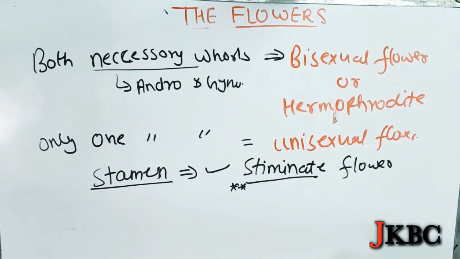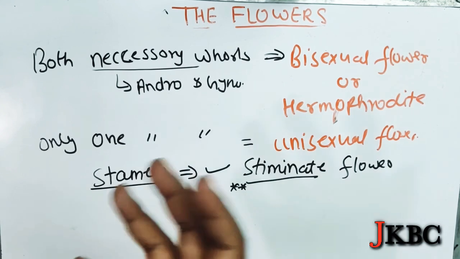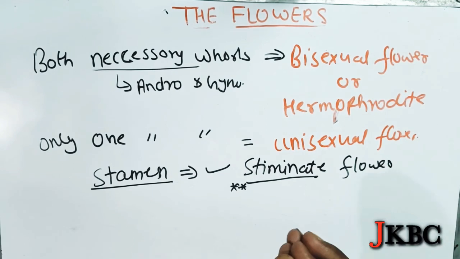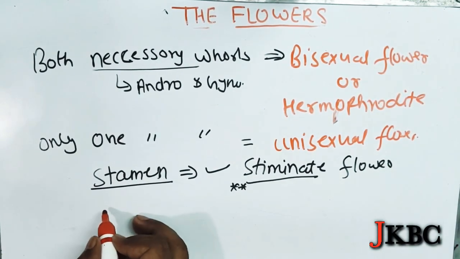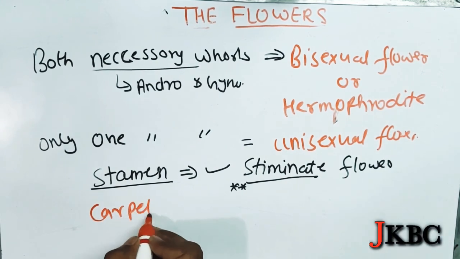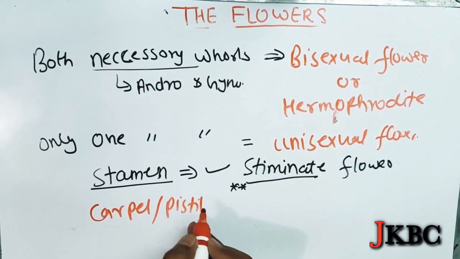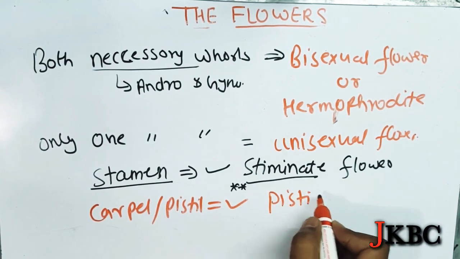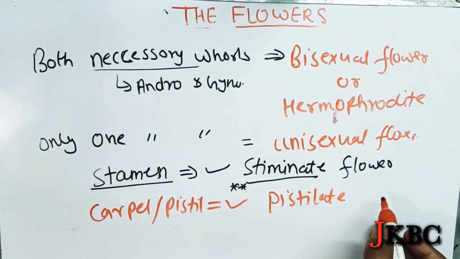In many different types of flowers, there will be only the male part, the stamen, and in another flower there is only the female reproductive part, the gynoecium, that is the pistil. That is called pistillate. The carpel or pistil, both words are the same, if present in a single flower, then this is called a pistillate flower.